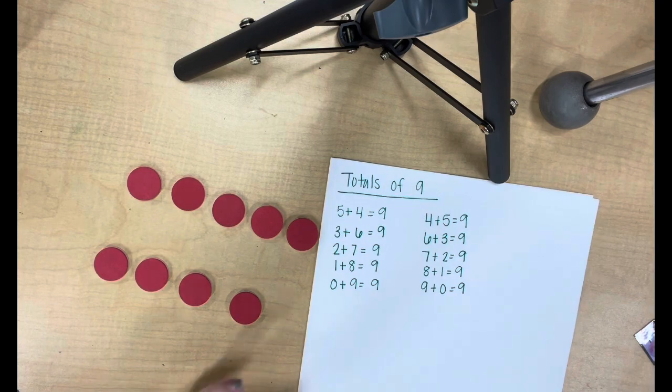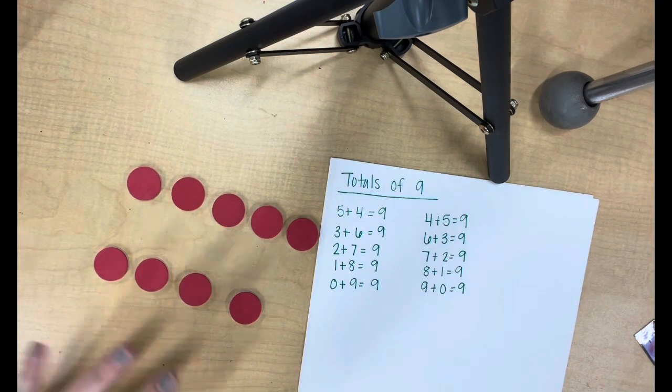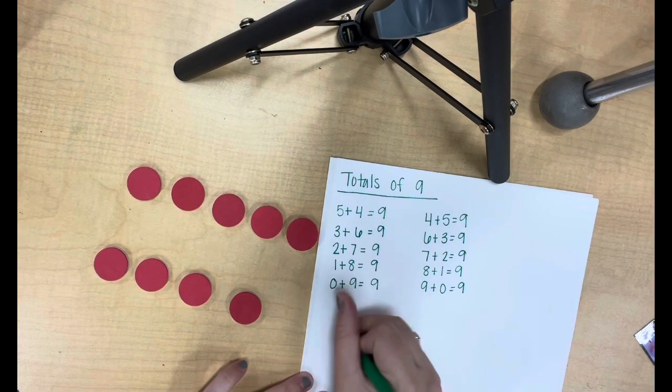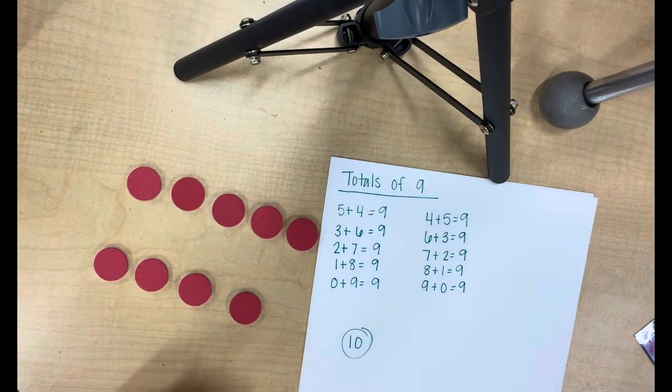Okay, so what I want you to do is take your counters. You need a total of 10. You need to make sure you have 10 counters, and I want you to show me all the ways you can make 10 and submit that to your teacher. If you have any questions, let us know.